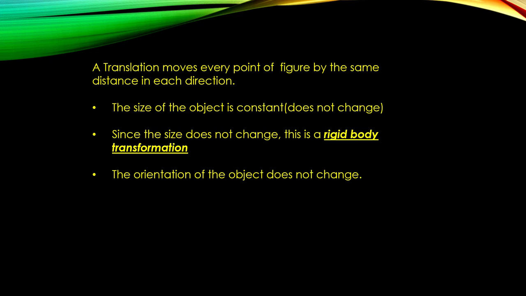It's probably a good idea to have an idea of what a translation is, and the dictionary says that a geometric translation moves every point of a figure by the same distance in any given direction. It's important to note that during a translation, the size of the object is constant. It does not change at all. And since the size does not change, this is a rigid body transformation.